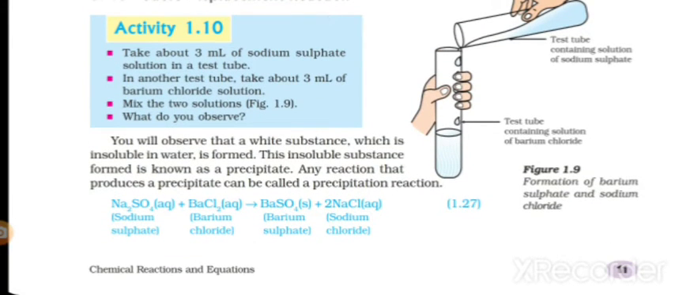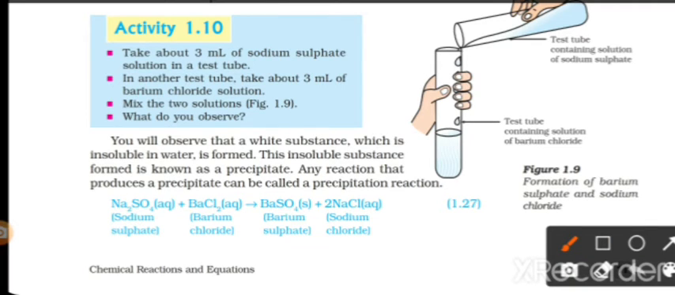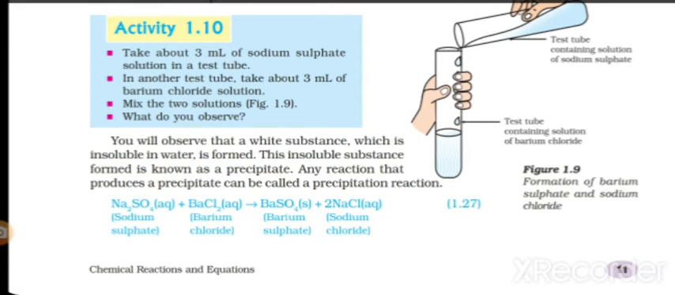Next comes the double displacement reaction, in which different substances, for example, which is given here, is the formation of barium sulfate and sodium chloride from sodium sulfate and barium chloride. The ions from both Na2SO4 and BaCl2 will get transferred, it will be transferred here and it will be transferred here. So this is how the combinations take place. Okay.